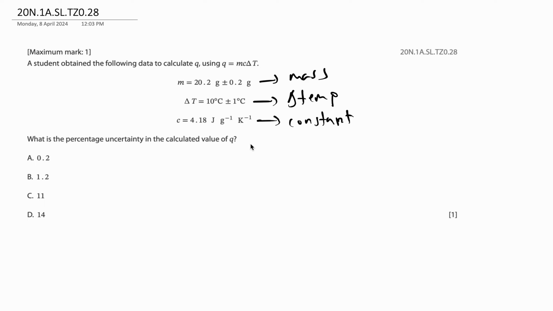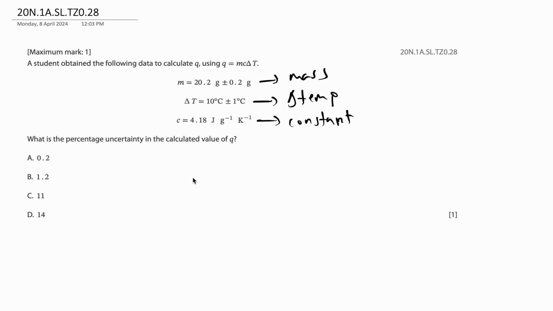Okay, this is a different type of question because they're not asking us to find out Q or M or C or T. They're asking us to find out the uncertainty of the value I've calculated, not the value I've calculated itself. So how do I do this? Well, do you know what is percentage uncertainty? Percentage uncertainty is essentially just the relative uncertainties added up. And what does this mean?